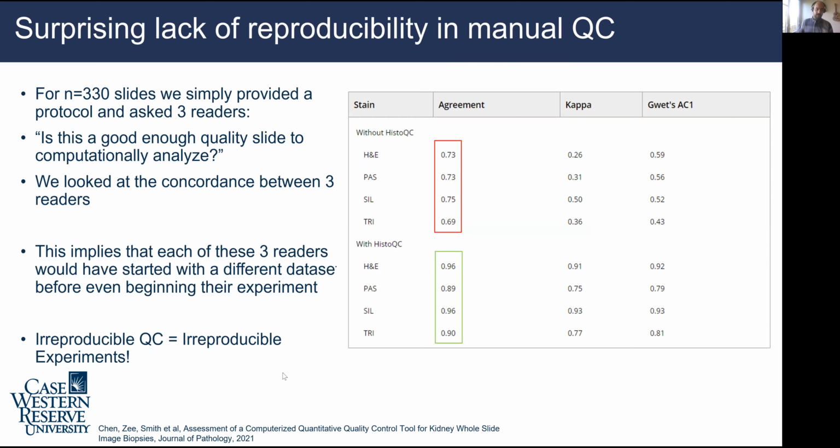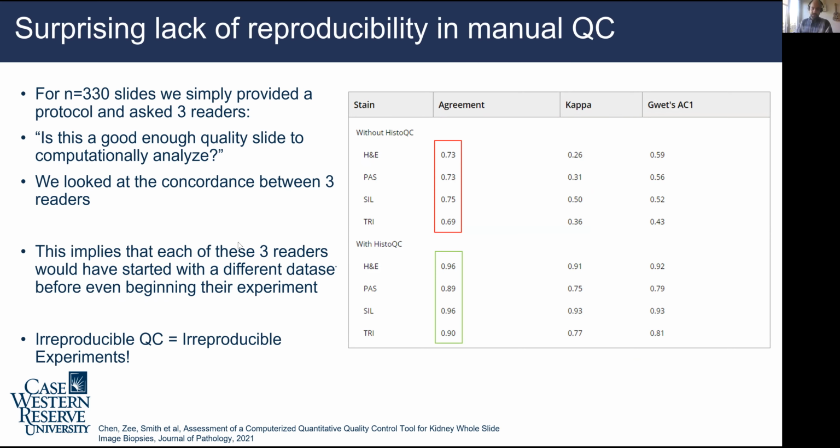So this is a pretty recent paper from ours this year, where we showed that even given the same whole slide images, and we asked 3 different people to go and pull out the good ones to be used for an experiment, we found that their overall concordance was actually quite low. But when we used HistoQC, that concordance went up, sometimes in the case of over 20%.